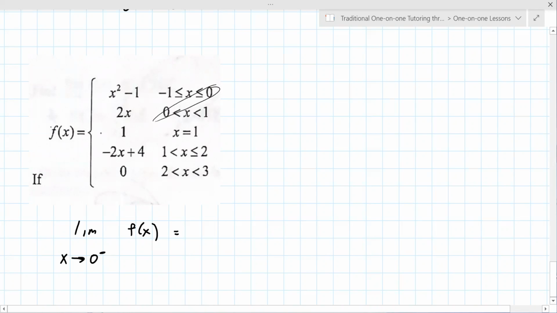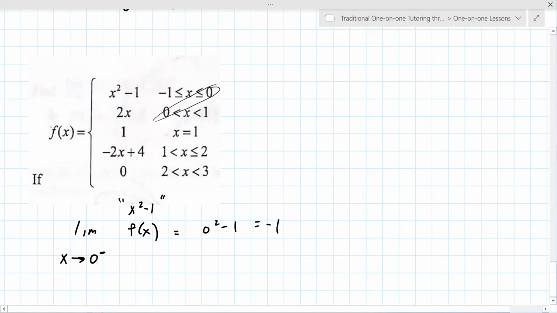So f of x takes on all these, but you're effectively looking at x squared minus 1 as your function. So you just plug in 0 for that. So it's -1, right? Yep.